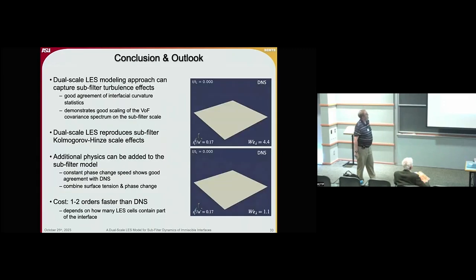Okay, conclusion and outlook. I showed you a little bit of background here. With the dual scale model, we are able to reproduce the Kolmogorov-Hinze scale effects if they occur on the subfilter scale, and you can add additional physics to it. The next step would be to add surface tension to these evaporating cases.